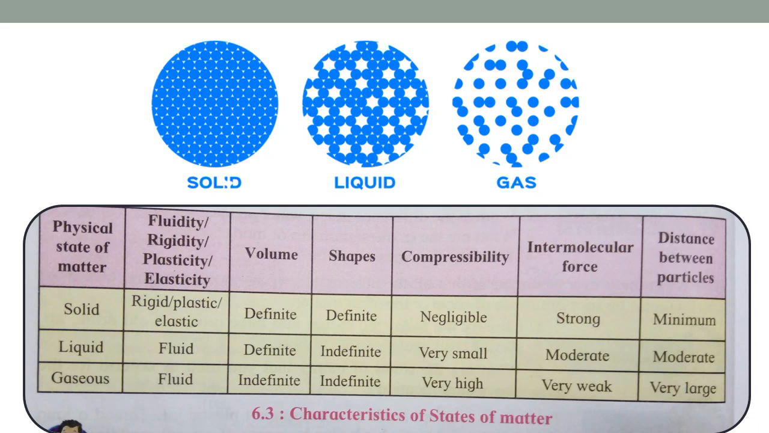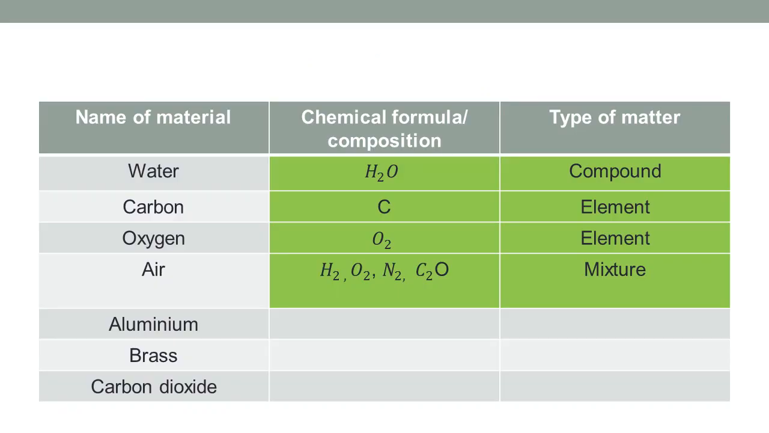For the gaseous state, it is fluid. Volume indefinite, shape indefinite, compressibility is very high. That means it can be compressed, it can reduce in size by applying pressure. Intermolecular force is very weak. Why? Because the distance between the particles is very large. So students, you have seen through this table the characteristics of different states of matter.